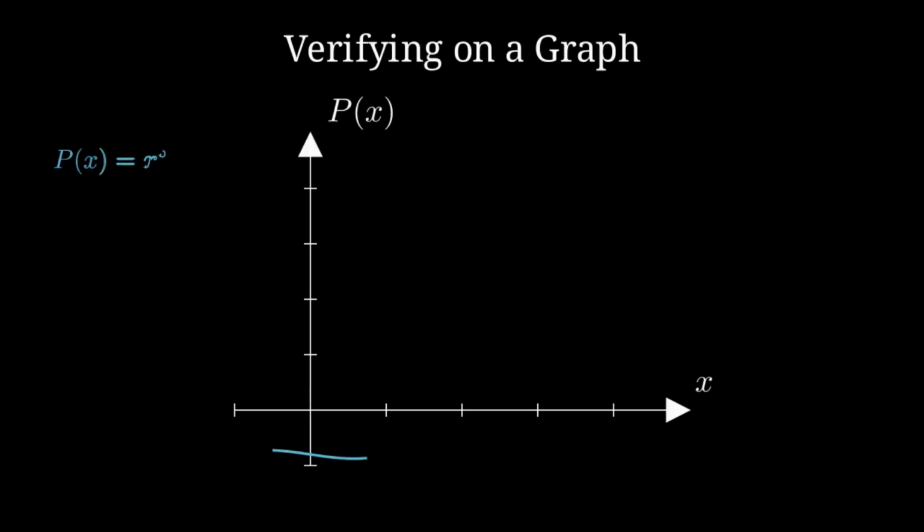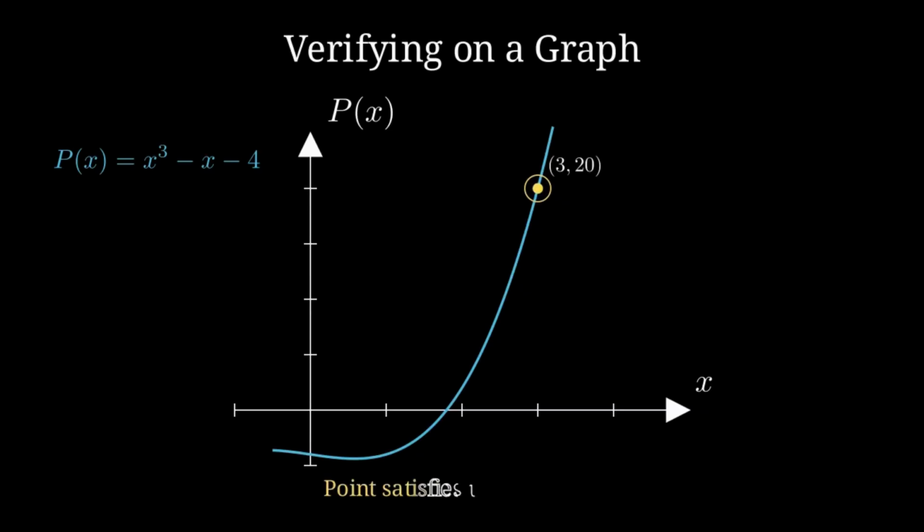To verify, we look at the graph of our completed polynomial. At x equals 3, the y value is exactly 20. The graph confirms our algebraic result, showing the seamless connection between the remainder theorem and coordinate geometry.